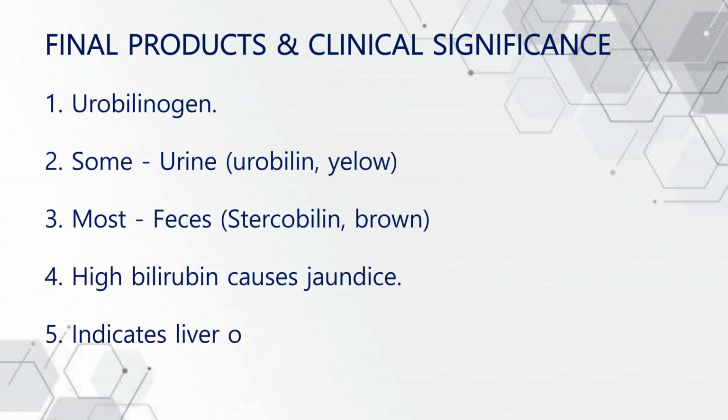Final products and clinical significance. Some of the final products include urobilinogen. Urobilinogen, as you all know, is formed in the intestine from bilirubin metabolism. After bilirubin reaches the gut, bacteria convert it to urobilinogen. A small amount of urobilinogen is reabsorbed into the bloodstream. It travels to the kidney and is excreted in urine. In urine, it is oxidized to urobilin, which gives urine its yellow color.